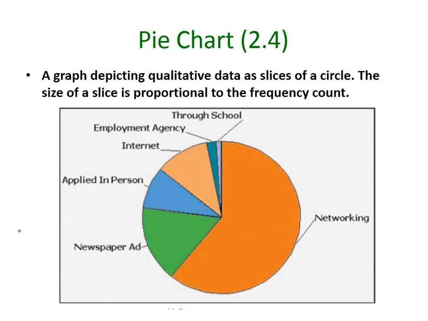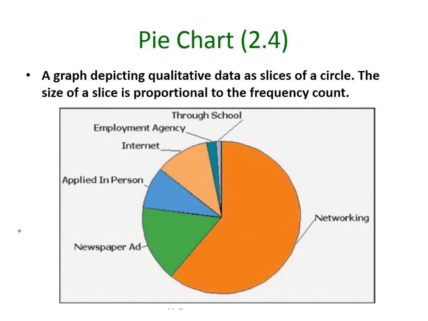Pie charts are a graph depicting qualitative data as slices of a circle. The size of a slice is proportional to the frequency count. So because most people got their jobs by networking, networking took up the biggest piece of the pie.